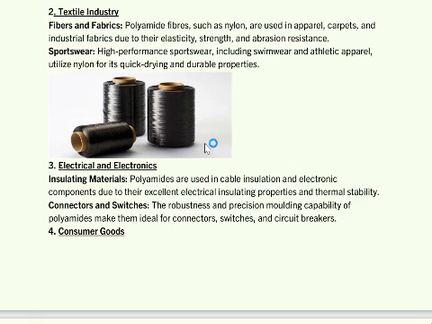Insulating materials, such as what we see in our households like wires and other things: polyamides are used in cable insulation and electronic components due to their excellent electrical insulating properties and thermal stability.